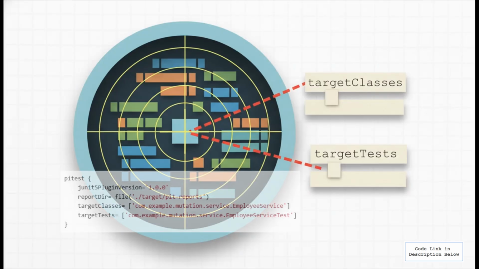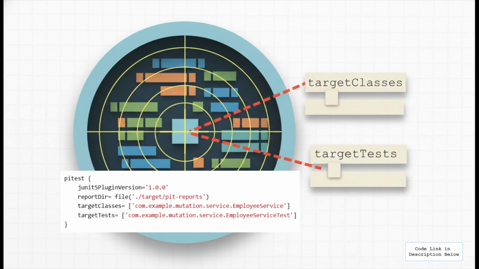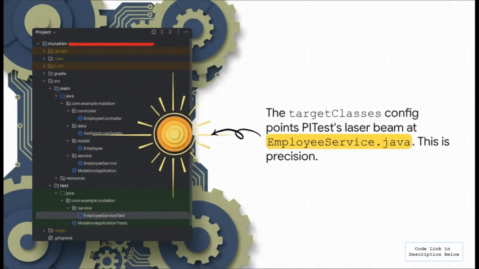So how do we get that precision? With these two properties, targetClasses and targetTests. Think of these as our coordinates. We're telling PIT exactly which class to mutate and which test to run against it, ignoring everything else. And that brings us right back to our blueprint. The targetClasses configuration we just wrote points PIT's laser right here, at the EmployeeService Java file. That's what precision looks like in action.